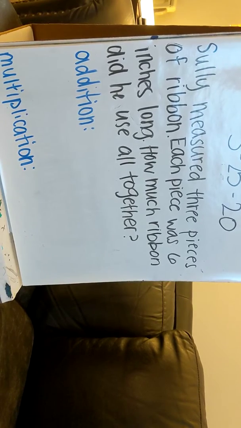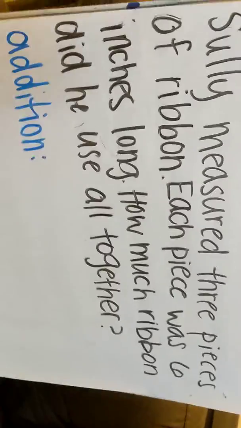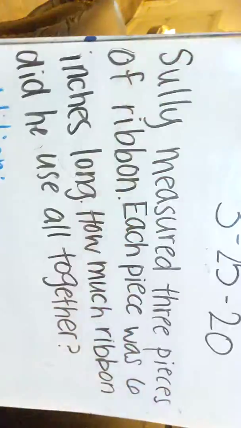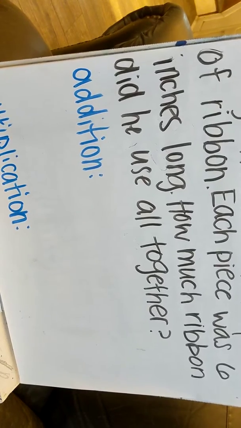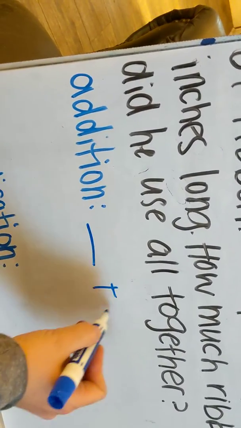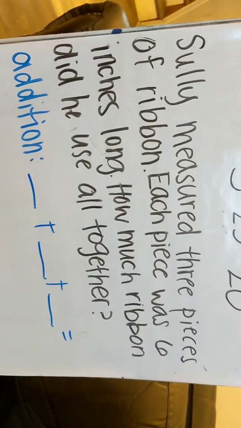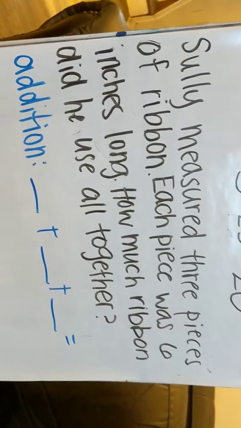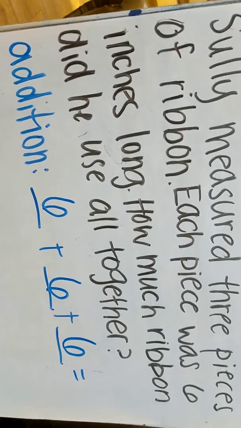Alright, so we have Sully measured 3 pieces of ribbon. Each piece was 6 inches long. How much ribbon did he use altogether? So what I want to do for the addition one is, how many pieces of ribbon do I have? Right, I have 3 pieces of ribbon, so I know that I'm going to have to add 3 different numbers. Okay, what numbers am I going to add? Right, the 6. So I'm going to add 6 plus 6 plus 6.